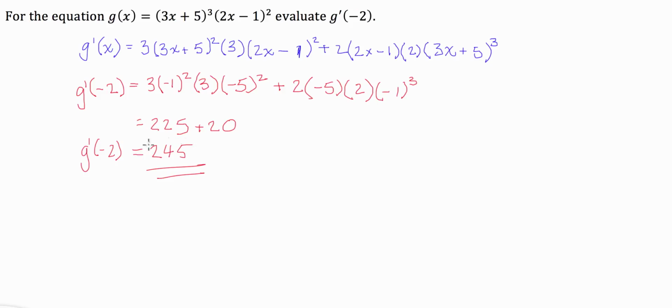So we have a very, very steep positive gradient.